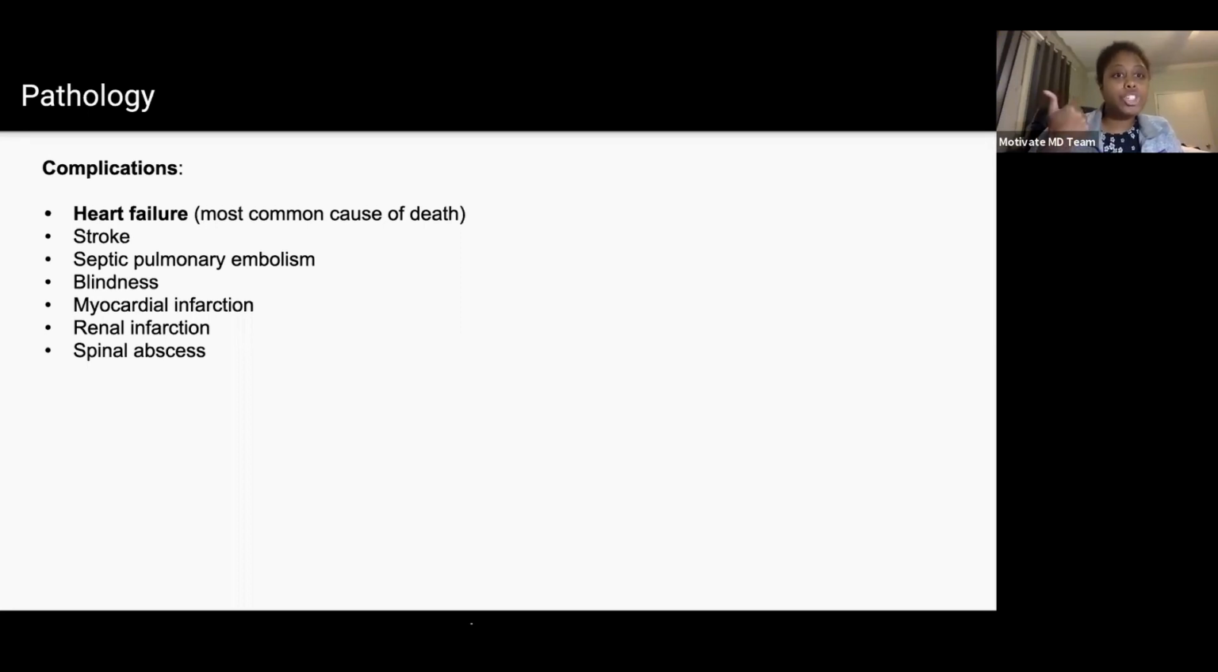Other things that you may see, stroke. So sort of those emboli can go to the brain and cause a stroke. You can see septic pulmonary embolism. So that's when people get blood clots in the vessels of their lungs. Other things, blindness from those Roth spots. So from the spots that end up in the eyes, on the retina, myocardial infarction, so a heart attack, which is why you want to get an EKG. The renal infarction, so when the bacteria seeds the other parts of the body, it can cause a renal infarction, or basically death of the kidney, which is why you can see blood in the urine.